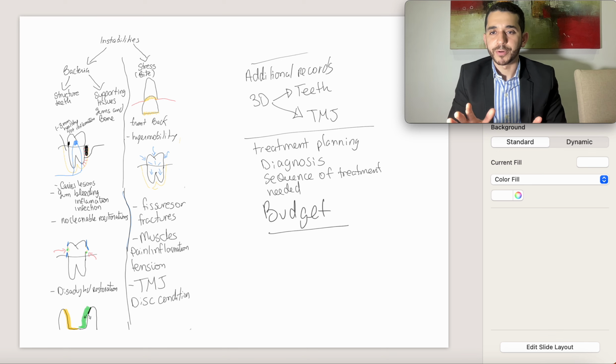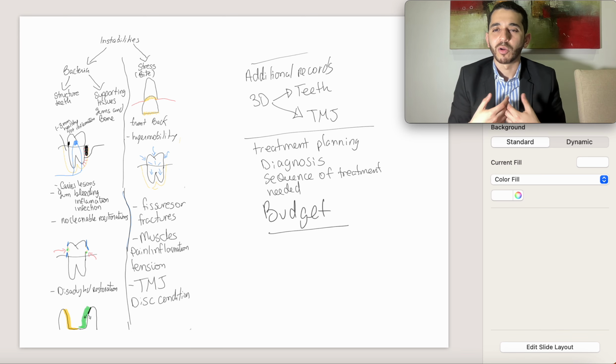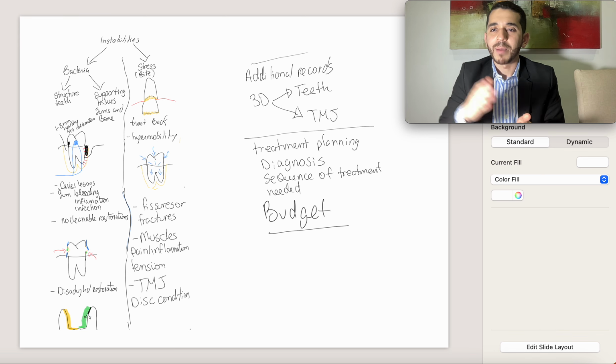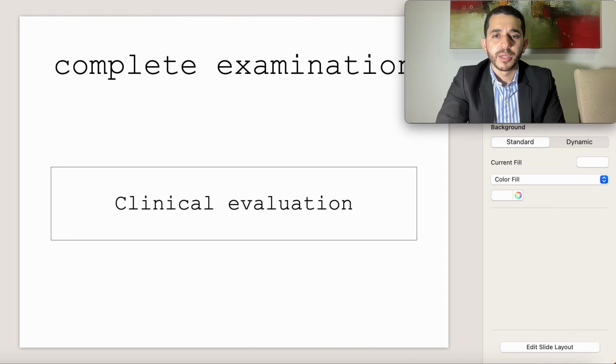Because the most important part for our patient, of course, is the health, but it's also how they are going to pay for it. And if you give him a treatment plan in an orderly way, all the people want to be better. All the people want to feel great. All the people want to be healthy. But if you don't give him a clear path, they won't invest any money or time in doing what you are recommending. So the complete examination continues with the clinical evaluation.